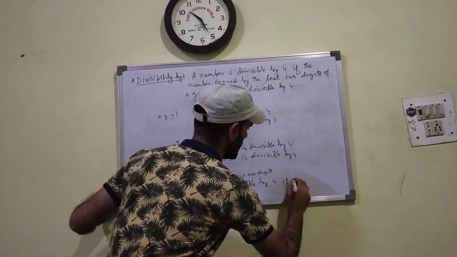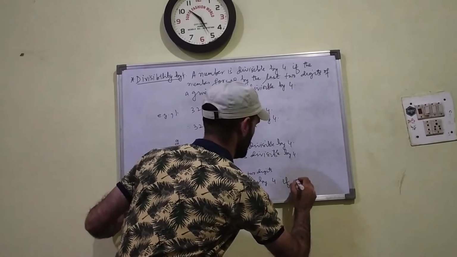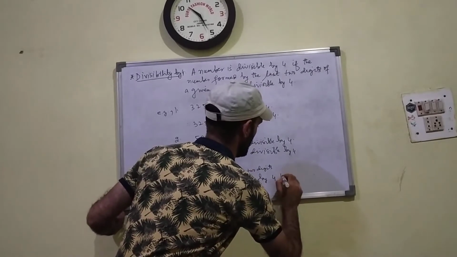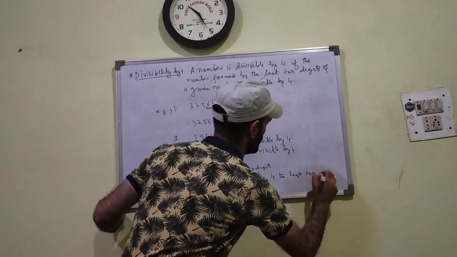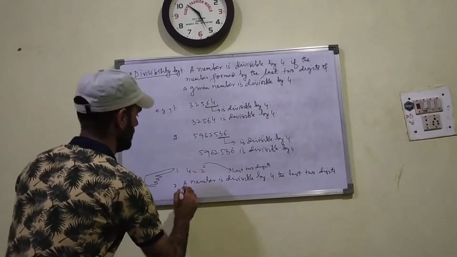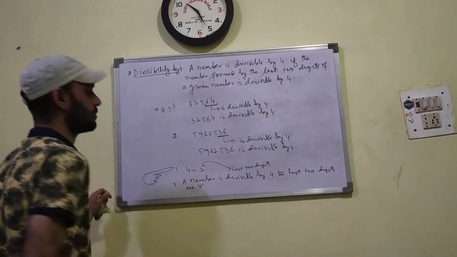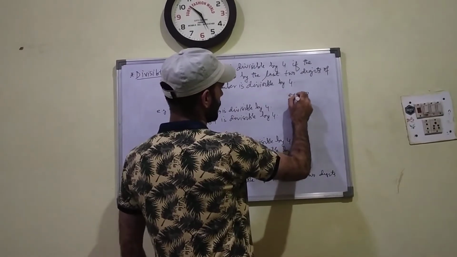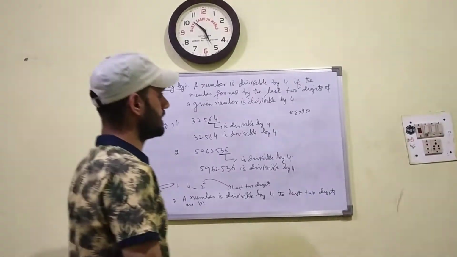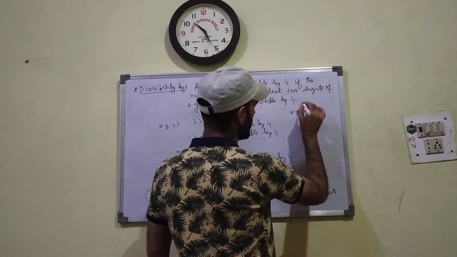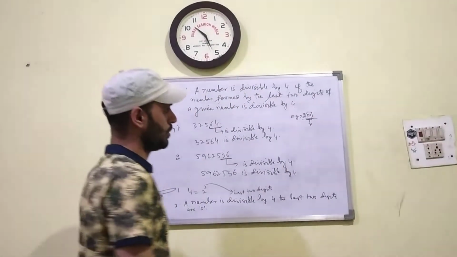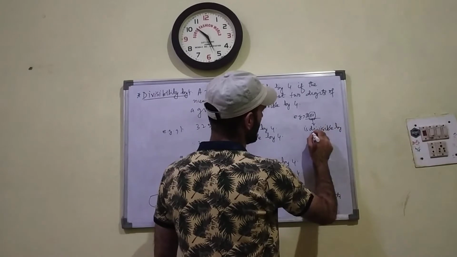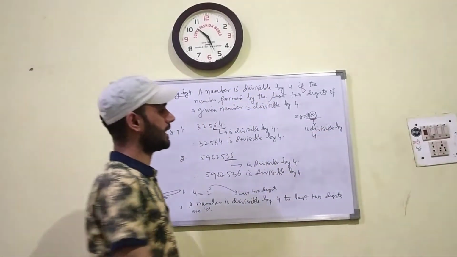if the last two digits are 0. Last two digits are 0 means, for example, 200. Is this divisible by 4? Last two digits are 0, so it is divisible by 4.